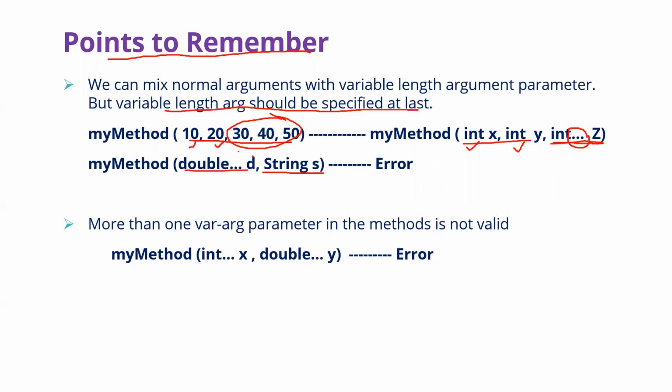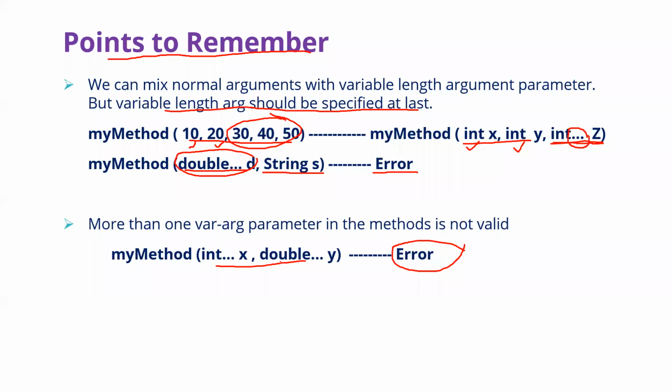But if I'm not specifying it last, then in that case I will get an error. Whenever there is a vararg parameter, you should specify it at the last only. Now one more point you should remember: in a method you should take only one vararg parameter. Taking two vararg parameters is illegal, you will get an error, because whatever list of elements you specified in the function call, all the elements will be stored into a single array, right?